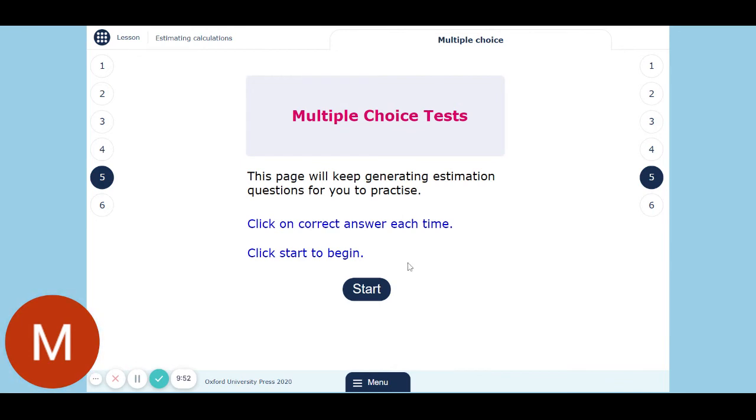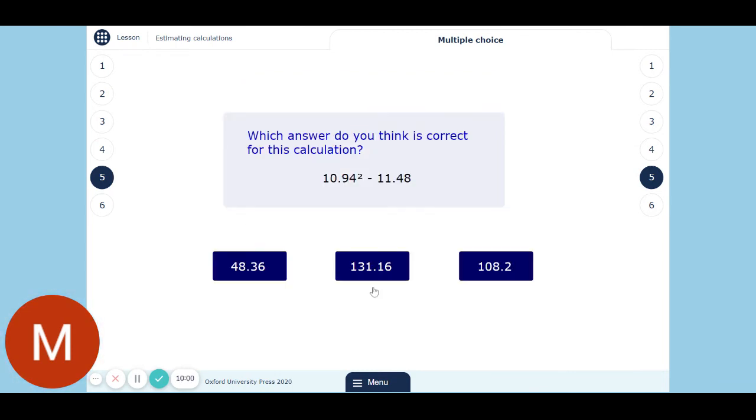Right, so multiple choice questions. It's going to keep generating estimation questions for us to practice, so we'll do a few of these. So round each part to one significant figure. So that'll go to 10, take away 10. Right, so 10 squared is 100, take away 10 is about 90. Which one's closest to 90? This one is.